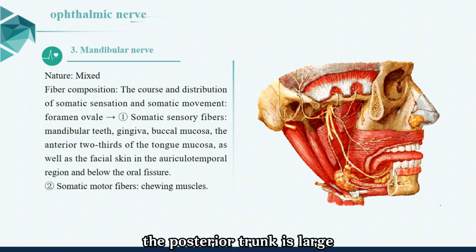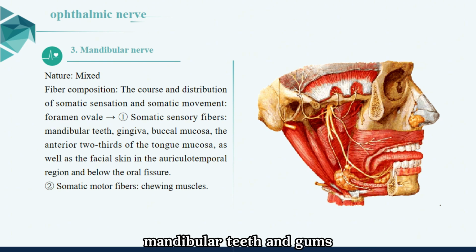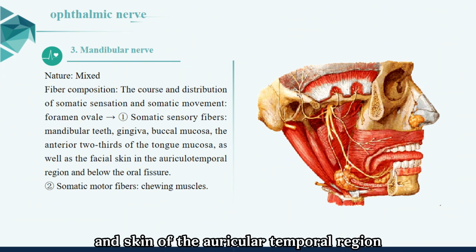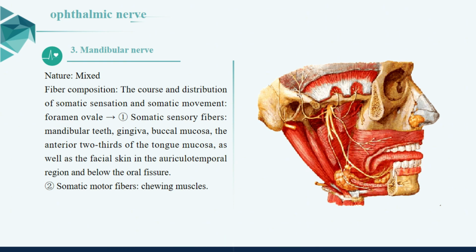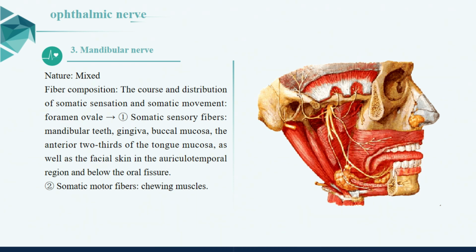The posterior trunk is large. Besides distributing branches to the dura mater, mandibular teeth, and gums, mucosa of the anterior 2/3 of the tongue and floor of the mouth, and skin of the auriculotemporal region and below the oral fissure, it also gives off branches to innervate the mylohyoid muscle and anterior belly of the digastric muscle.